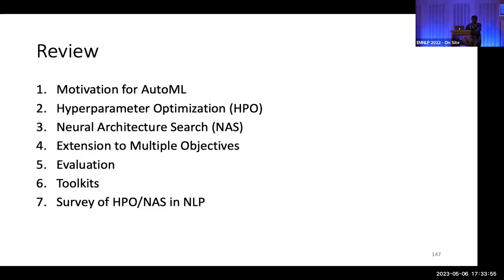All right, any questions on that part or anything before? Oh, go ahead. Curious about the once-for-all NAS. What's the overhead in order to find a better model? Okay, what's the overhead for once-for-all NAS? That's a good question.